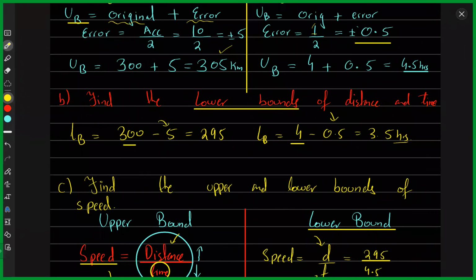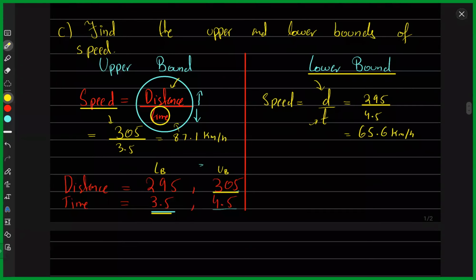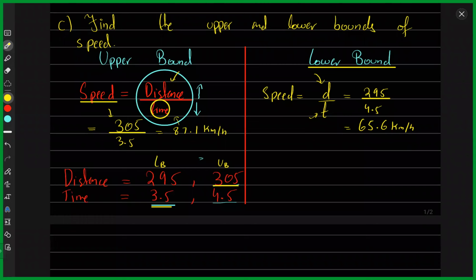Things got complicated when we discussed the third part. The third part was find the upper and lower bounds of speed. Now, speed is the third quantity. You did not have any idea about speed originally. You only had distance and time and their accuracies. You did not have any idea about speed or its error. So we had to do everything according to logic.